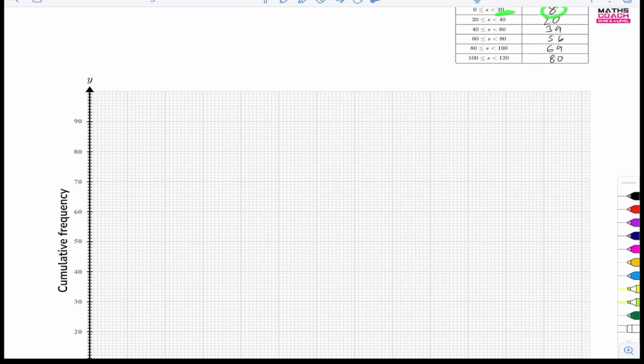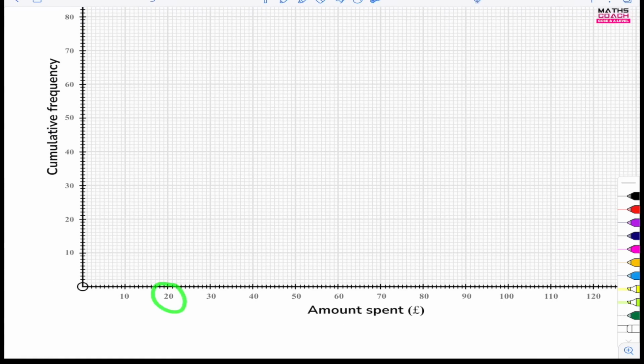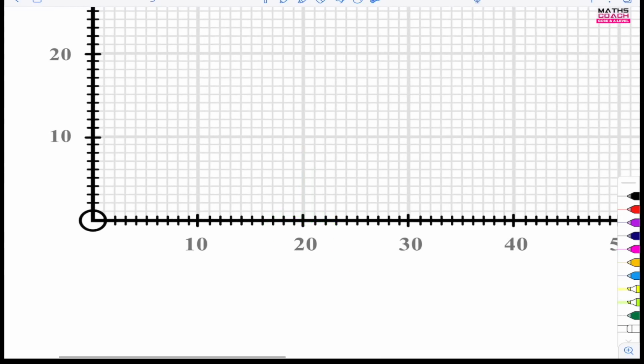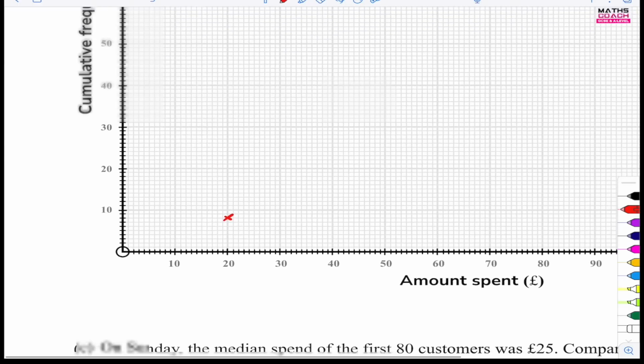So let's go down here. So 20 here. Okay, and then go and find where 8 is. Now, you have to know what these squares represent as well. So from here to here is 10, as we're told here. So 1, 2, 3, 4, 5, 6, 7, 8, 9, 10. So each square is 1. So that means 8 is going to be right there. So we can plot 8 right there. Okay. Now, that's the first one done.